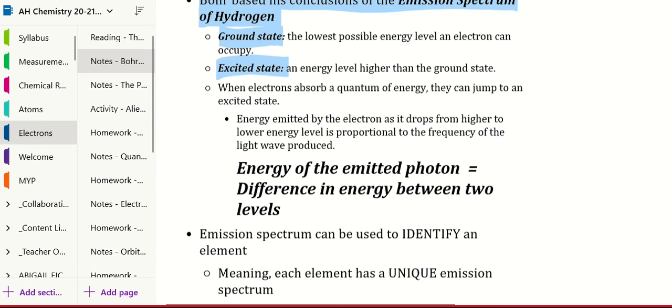So ground state, lowest energy level an electron can occupy. Excited state, any energy level higher than that. When electrons move from a ground state to an excited state, what are they going to have to do? Absorb energy. And when an electron transitions from an excited state to a ground state, what are they going to do? Give off energy.